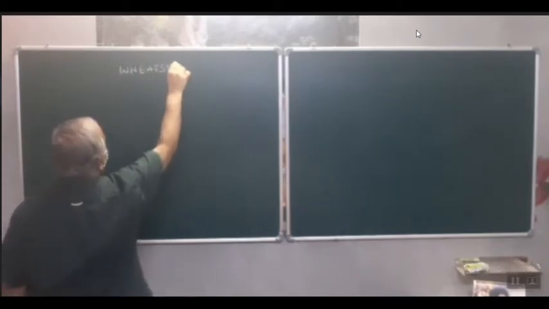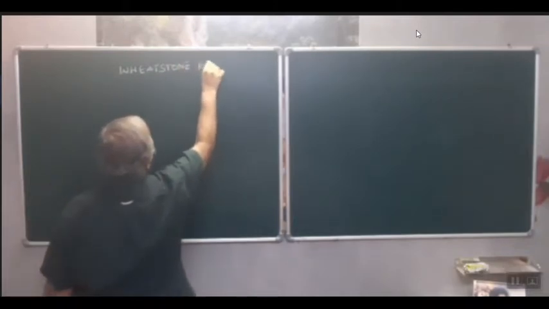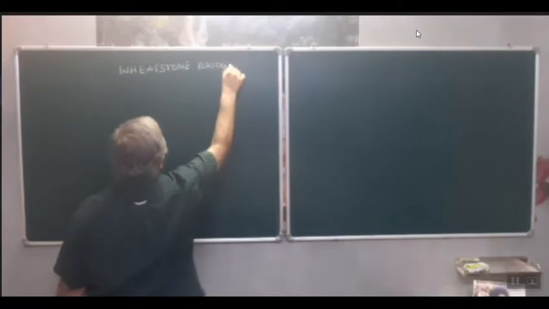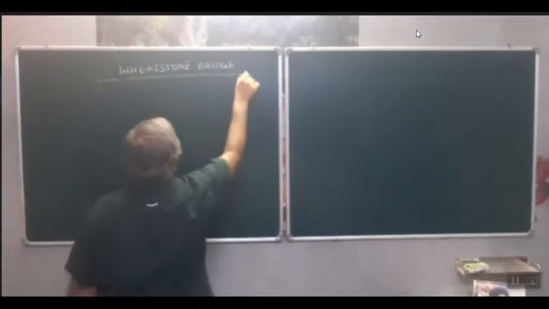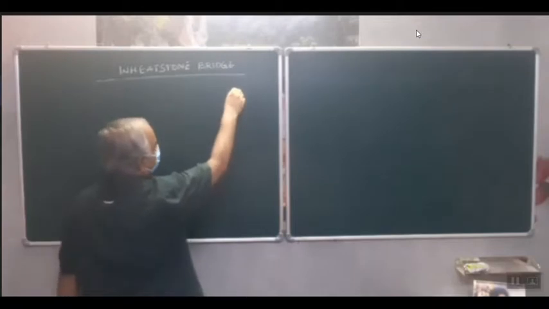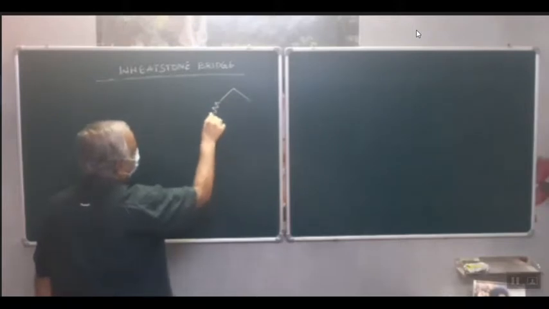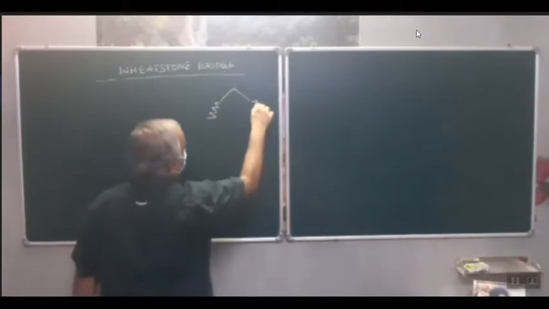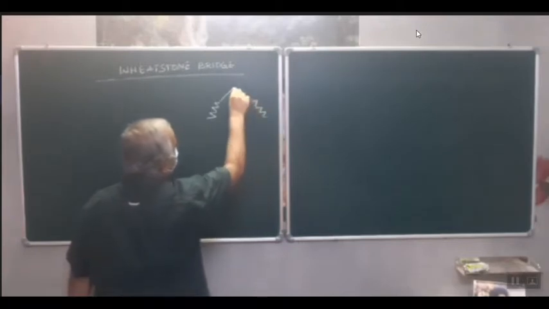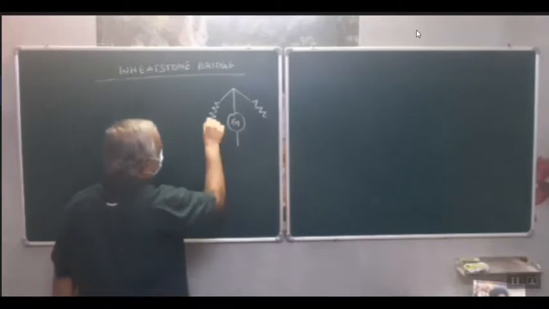In this session, I'll be discussing the Wheatstone Bridge. A Wheatstone Bridge generally consists of four resistors connected in a rectangular loop. A galvanometer is connected diagonally.